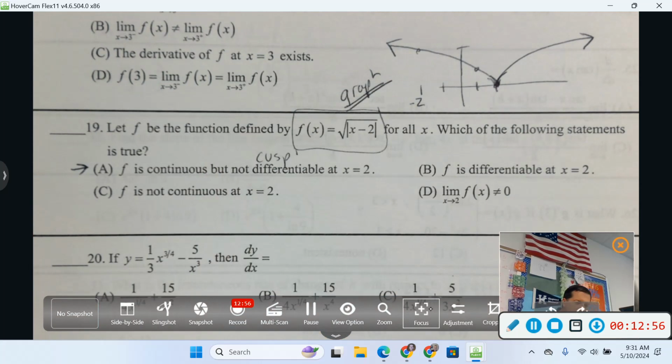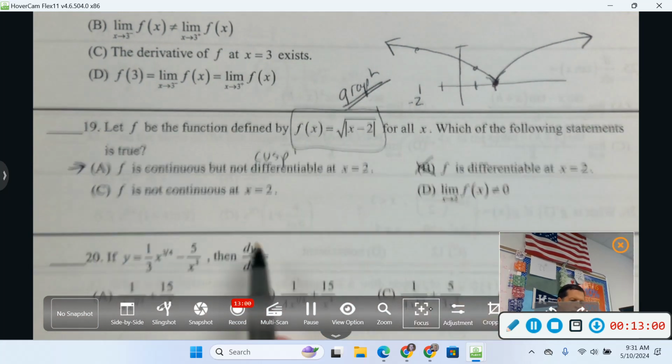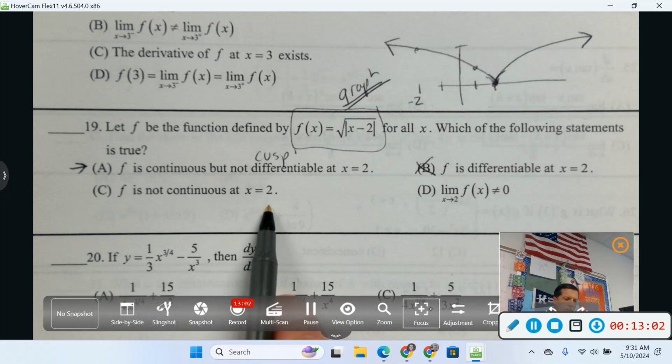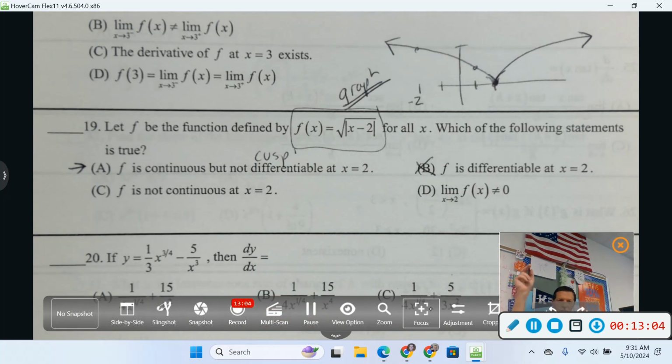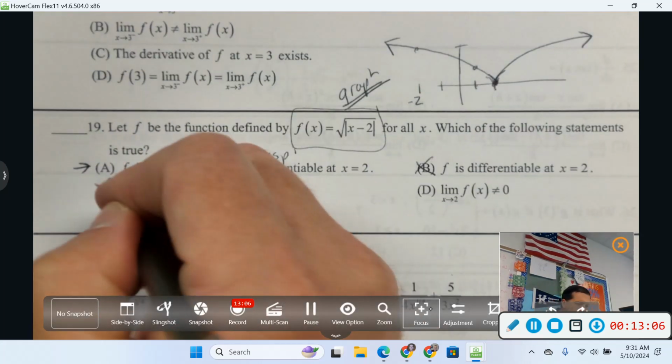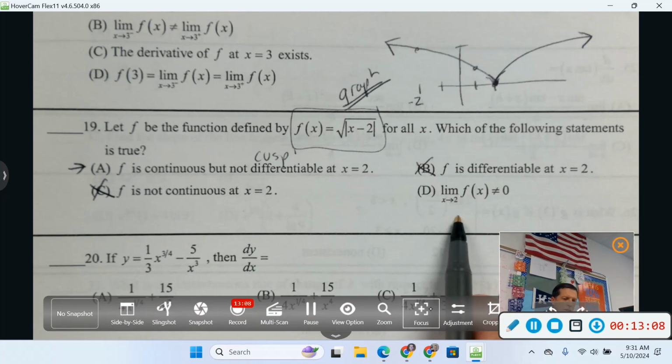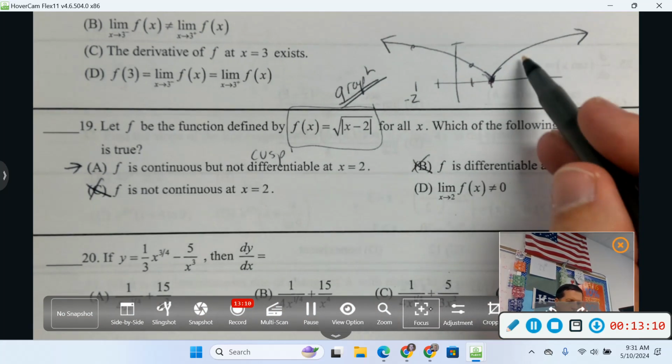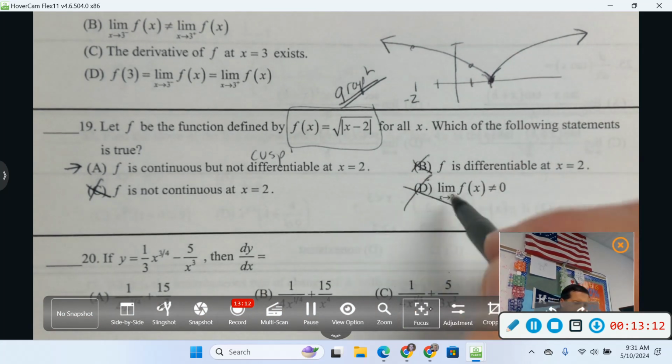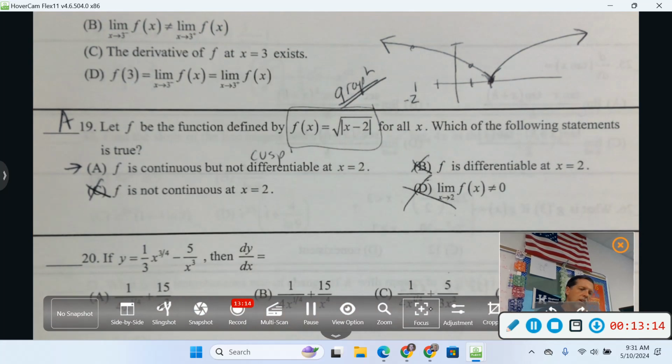Let's read our other answer choices. F is differentiable. No, we just said there's a cusp there. F is not continuous. No, it is continuous. Like you can draw the thing without lifting your pencil. So it is continuous. Limit as x approaches 2 is heading to 0. So that one's out. So yes, it is A. Can't have a derivative at a cusp.